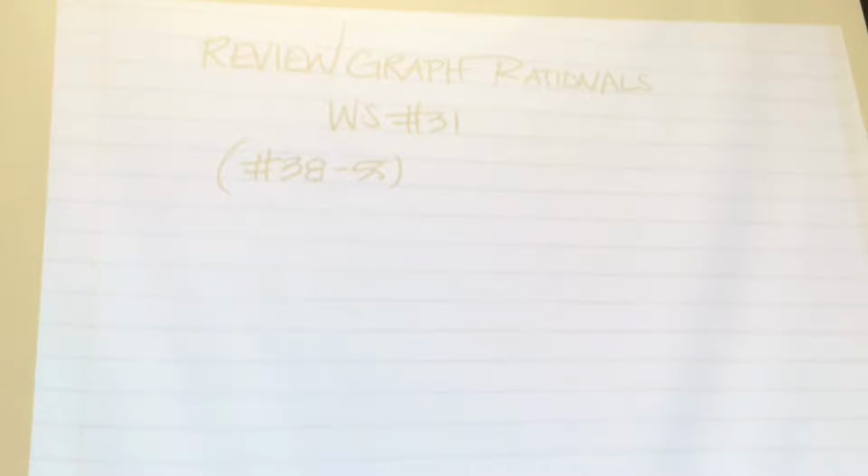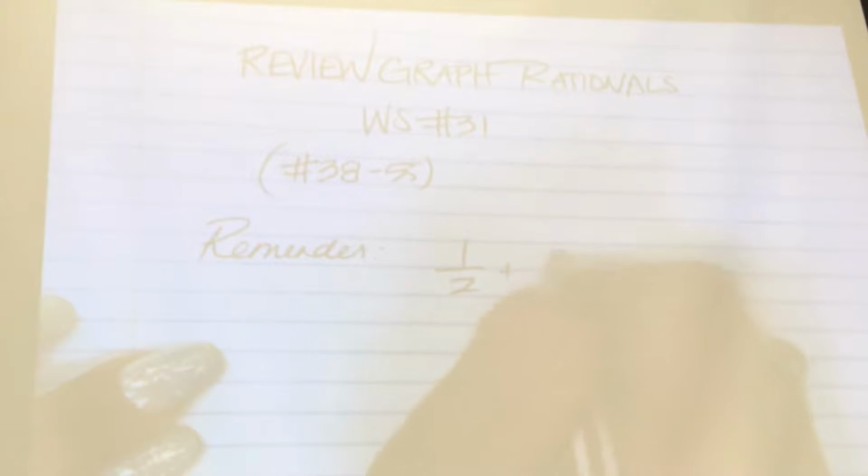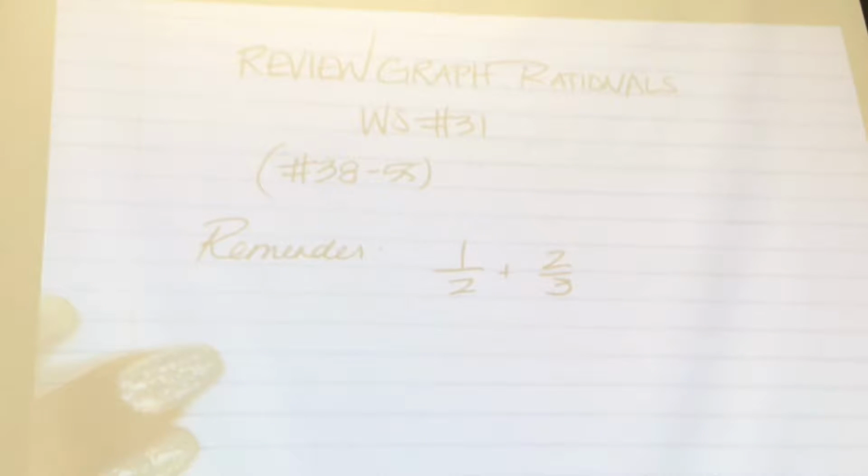So we're going to do numbers 38 through 55. I'm going to do the odds with you as much as I can, and then the evens you'll be able to do on your own. So as a reminder, when we're adding and subtracting fractions, so let's say I have 1/2 plus 2/3, I would have to have a common denominator. So the common denominator would be 6, so this guy would need a 3. So whatever I do to the denominator, I need to do to the numerator. So this guy needs a 2. And that means I would have to multiply top and bottom by 2. So whatever I do to the numerator, I need to do to the denominator. So now the denominators are equal.